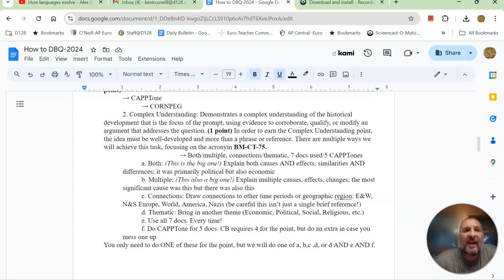Okay? If the question asks for the most significant causes, we're going to give the causes, and we're also going to give effects in a separate paragraph. If it asks for similarities, we're going to give similarities and differences. Was the 30 Years' War primarily political or economic? We're going to say it was political, but also religious. Okay? So that's the first big wave. So many of the questions are set up for you to do that.